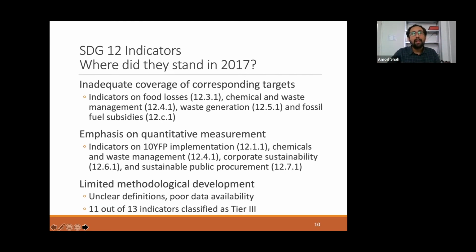And lastly, we found that, perhaps also because of the nature of SDG 12, the indicators were not just limited in scope and focus, but they were also methodologically underdeveloped. So most of these indicators really fall under this tier 3 category, where there is neither an internationally accepted methodology, nor is there data available to actually report on these. So that was the status in 2017 when this indicator framework was released. Could I have the next slide, please?